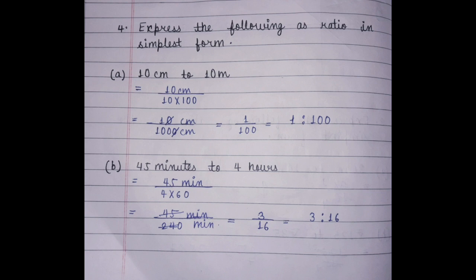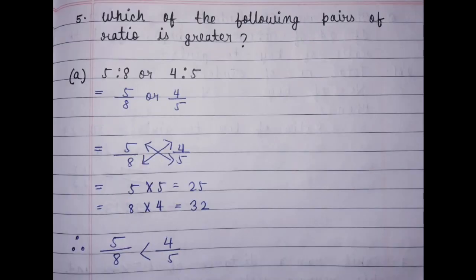Let's see our fifth question. Our fifth question is which of the following pairs of ratio is greater? A number, 5 is to the 8 or 4 is to the 5. So 5 by 8 or 4 by 5. We will do cross multiplication. So 5 into 5 is equal to 25 and 8 into 4 is equal to 32. So which one is greater? 4 by 5 is greater. So ratio of 4 by 5 is 4 is to the 5.